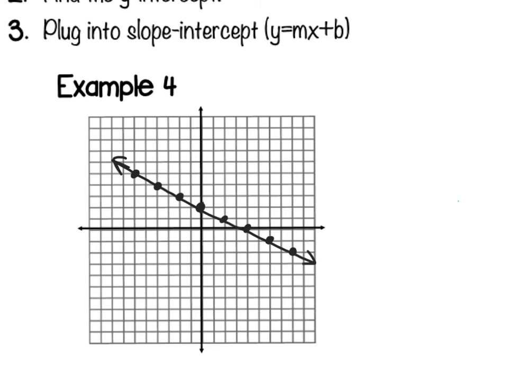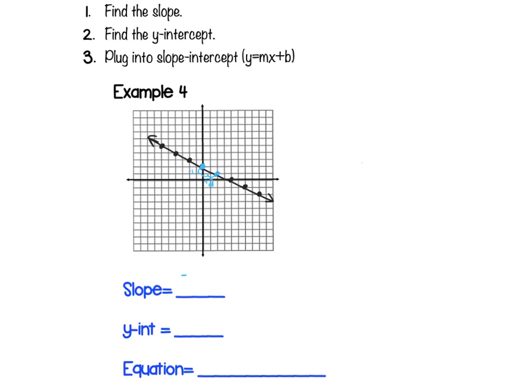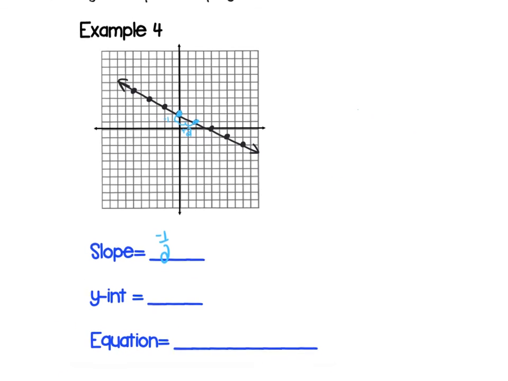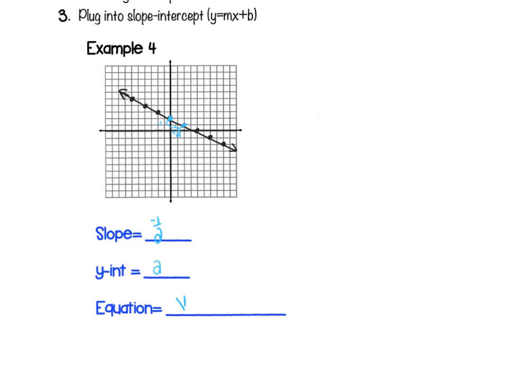All right, so the first thing that you're looking for in this one is your slope. So you're going to look between the 2 points. So we'll pick this point here and this point here. So if you notice, I went down 1, so that's -1, and over 2, so plus 2, so my slope is -1 over 2. And then I look and I see that my y-intercept is 2. So when I plug those into the equation, I get that y equals -1/2 x plus 2.